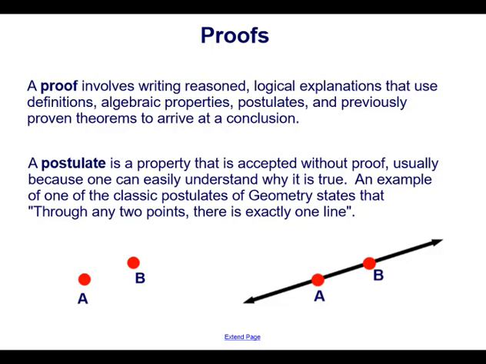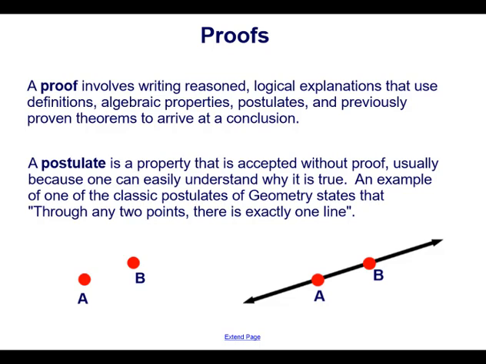A proof involves writing reasoned, logical explanations that use definitions, algebraic properties, postulates, and previously proven theorems to arrive at a conclusion. A postulate is a property that is accepted without proof, usually because one can easily understand why it is true. An example of one of the classic postulates of geometry states that through any 2 points, there is exactly one line.